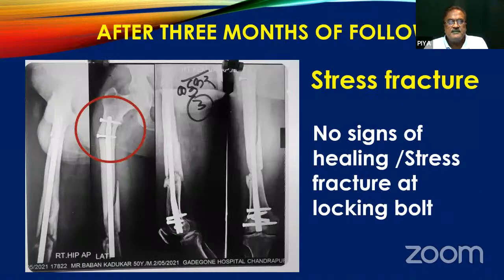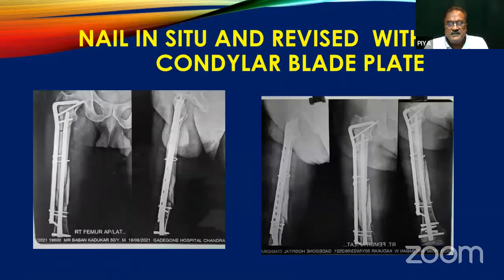And you can see ultimately after 3 months of follow-up, stress fracture at the screw hole, no signs of healing, and locking bolt here, you can see here. So these are the things which you can see in supracondylar fracture. These are new cases coming up, and this is a complication not very well described in the literature. So nail in situ and revised with a condylar blade plate, and I am waiting for the results.